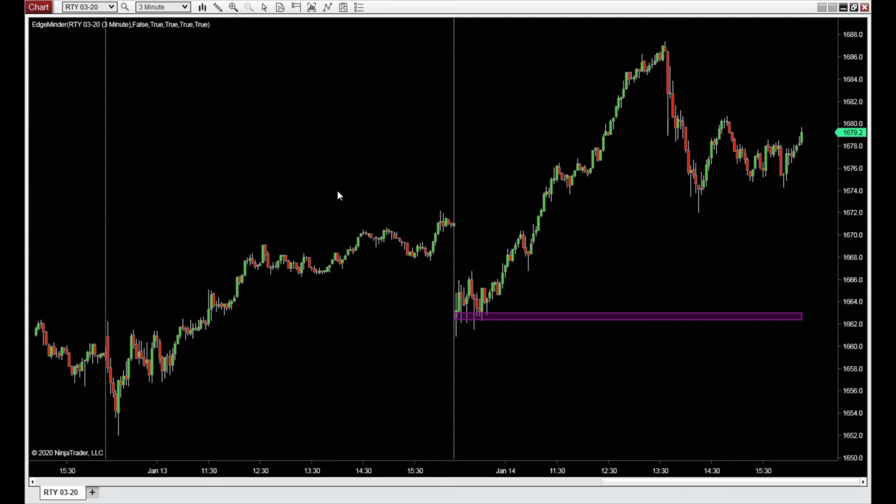Maybe you get a curveball. How do you react to it? And how quickly we can adapt really is the difference between a lesser prepared trader and a more professional trader. So hopefully this gives you just a nice preview of how to use EdgeMinder and how useful it can be.